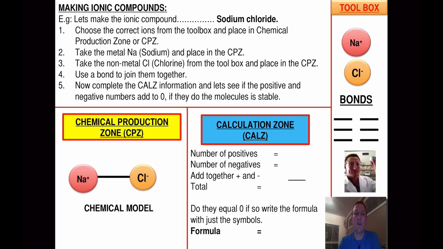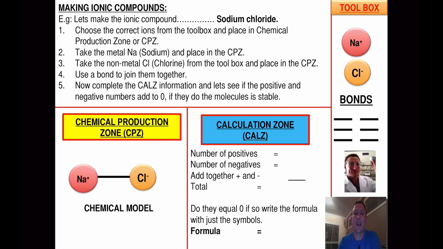Okay, now we've got the 2 ions there, we now need to check that they are stable. They're stable by making sure that the charges when combined together or added together come to 0. If they come to 0, we can then say it's stable, and then we literally write down what we are given from the CPZ as the formula. This will make sense in a minute. So now we need to go over to the blue zone, the calculation zone, or the CALZ.